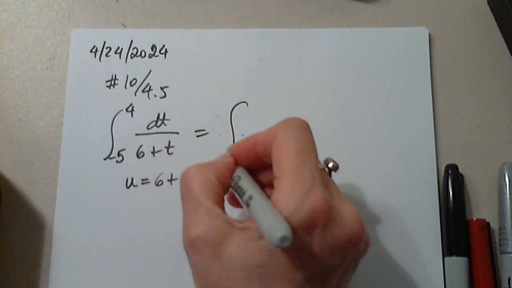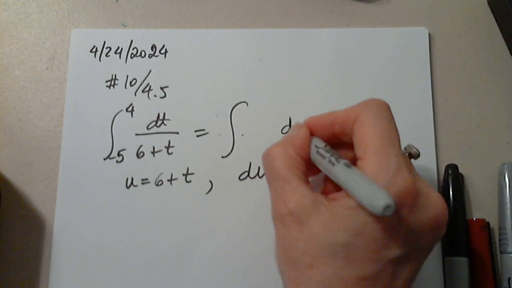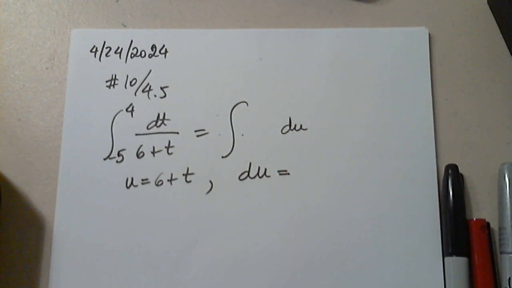I cannot write this integral and not have a du in there. I have to determine du. And I think that's where I'm getting the issue, like, okay, how do I figure out what du is? Well, what is the definition? What is the formula for du?